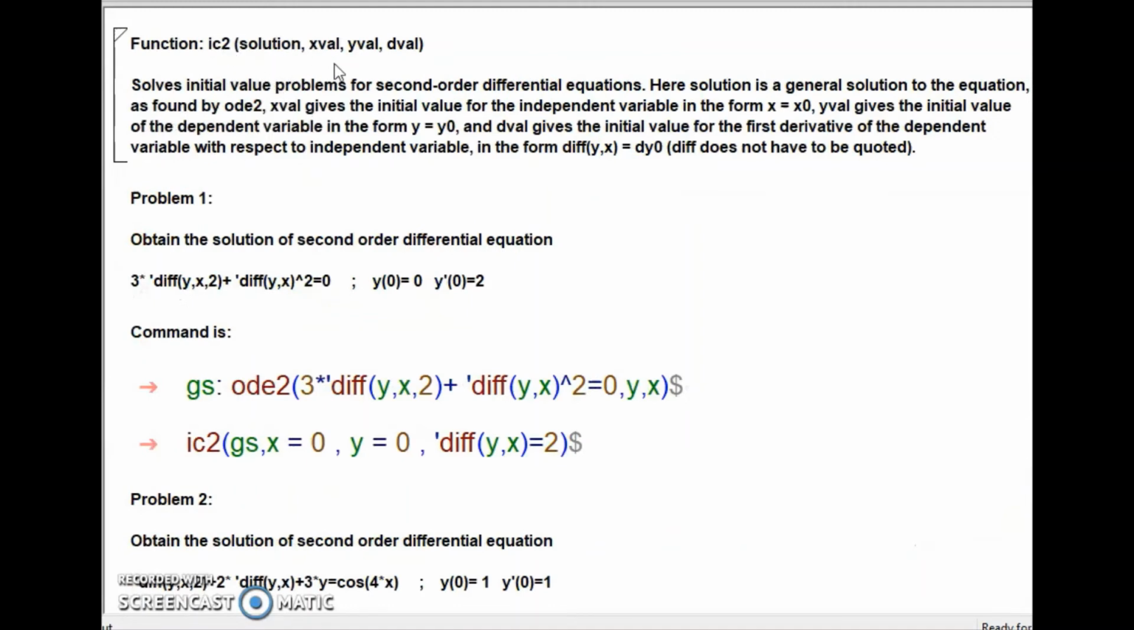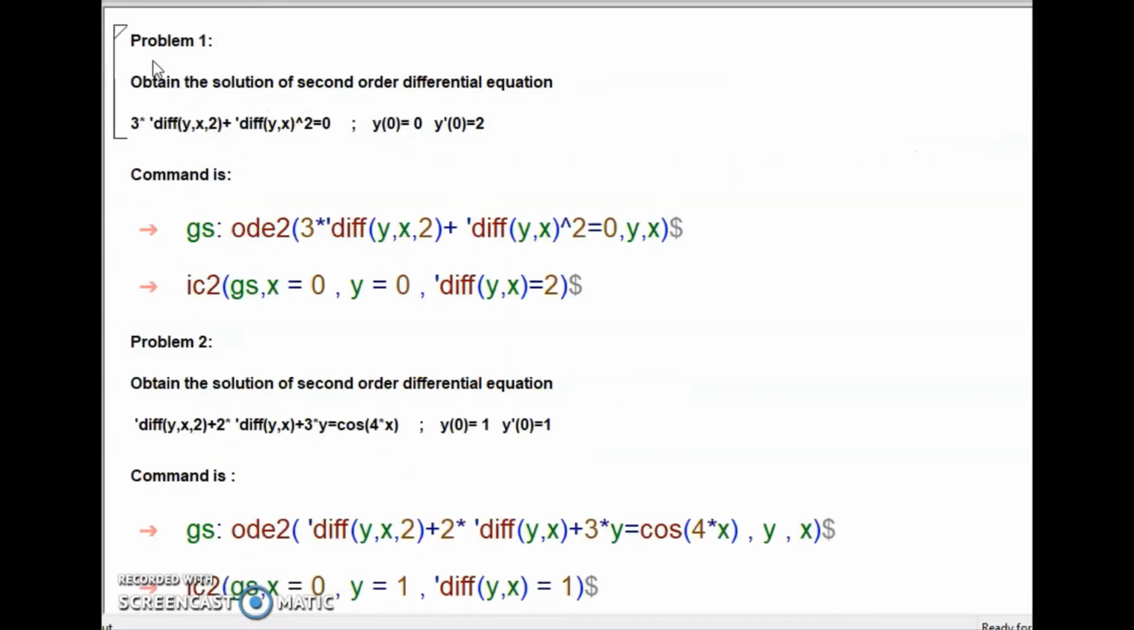Function IC2, this is your syntax. First the general solution and then the x value, y value, d value. IC2 means we have two conditions, but still it is an initial value problem. Therefore the value of x is the same for both the conditions. So x value, y value and differential value. Now let us solve some examples.